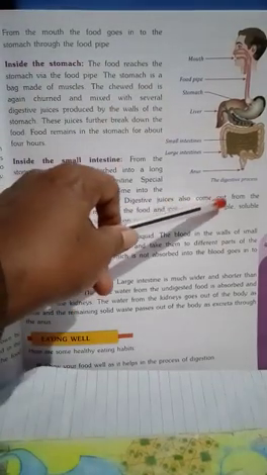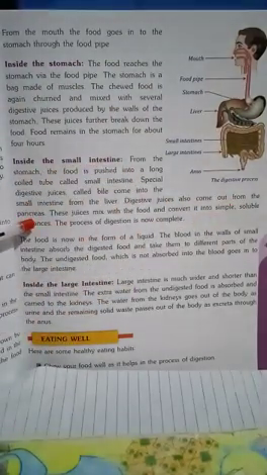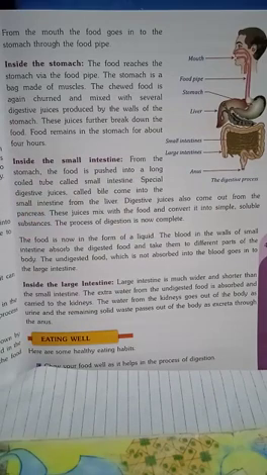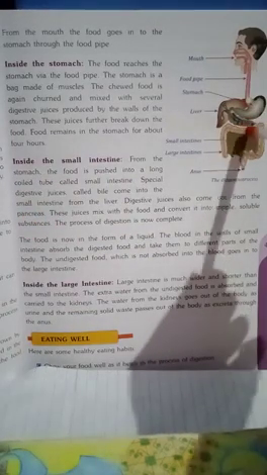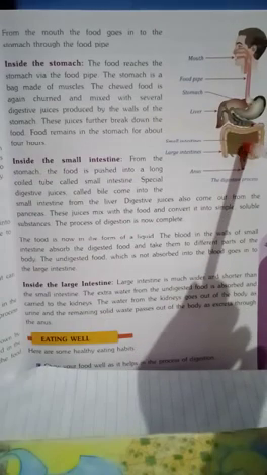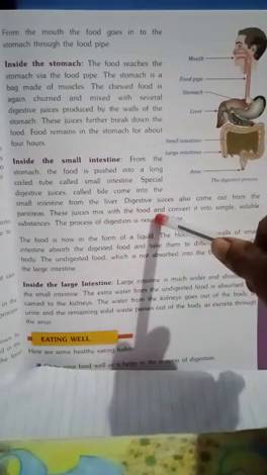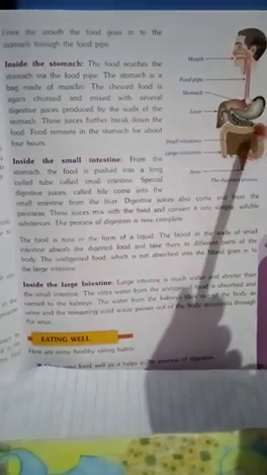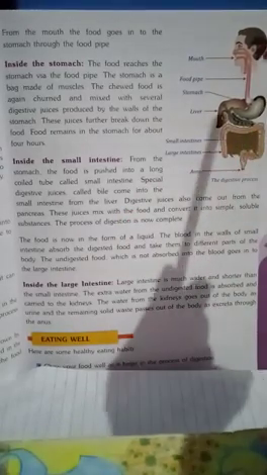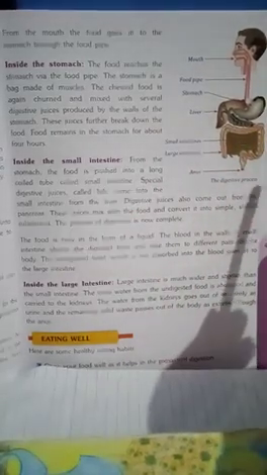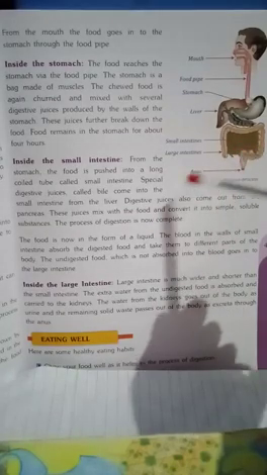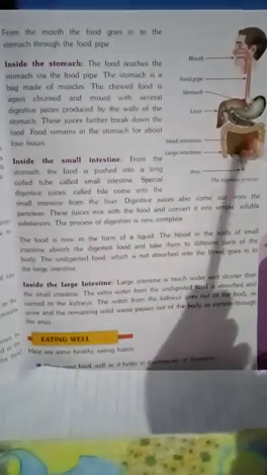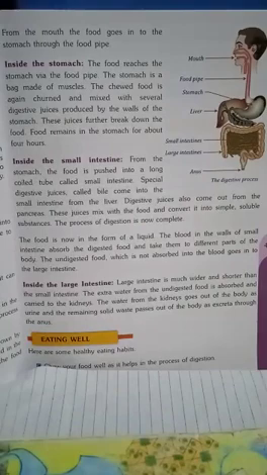Digestive juice also comes out from the pancreas. So here the pancreas will be there, no? The juice comes out from that. The mixed juice with the food converts it once again into very simple and soluble substances. The process of digestion is now completed.